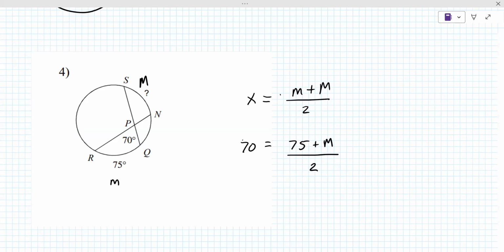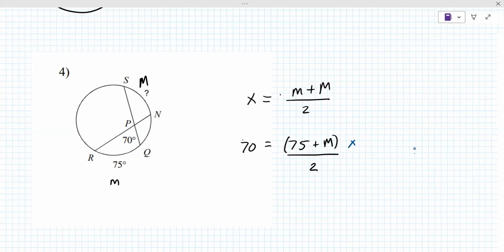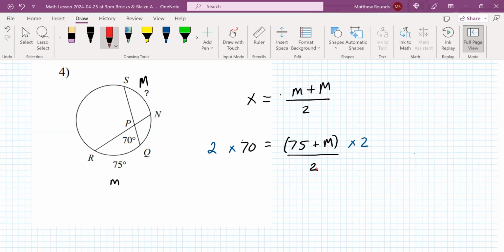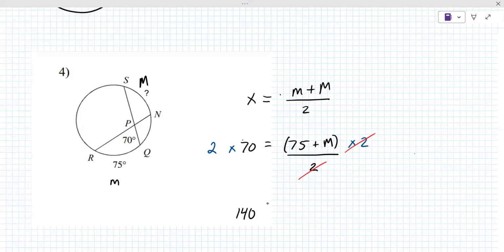I would do 75 divided by 2. No, you have to undo division by 2. Think of what's in the numerator, in parentheses. How do you undo division by 2? I just times it. Yes. You should have seen this in your previous courses, but you undo division by 2 by multiplication by 2. So on the right, they just cancel. On the left, it becomes 140 equals 75 plus M.